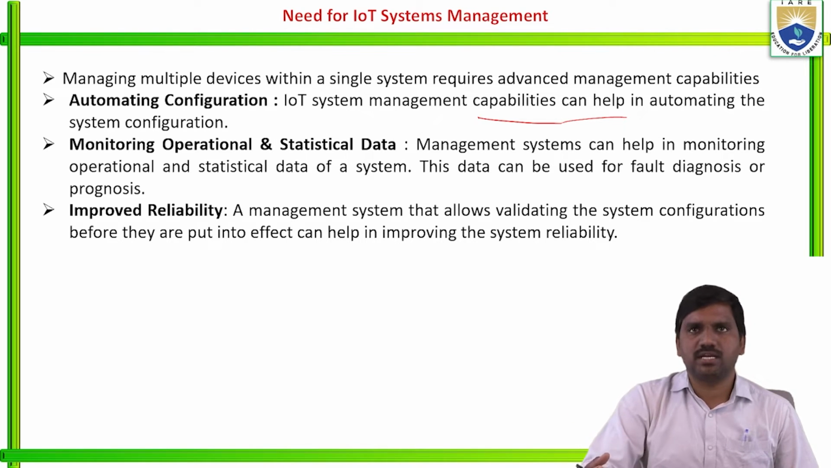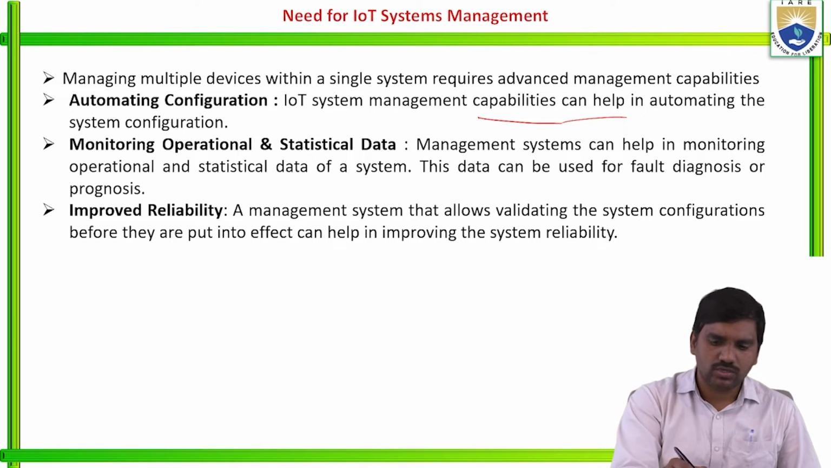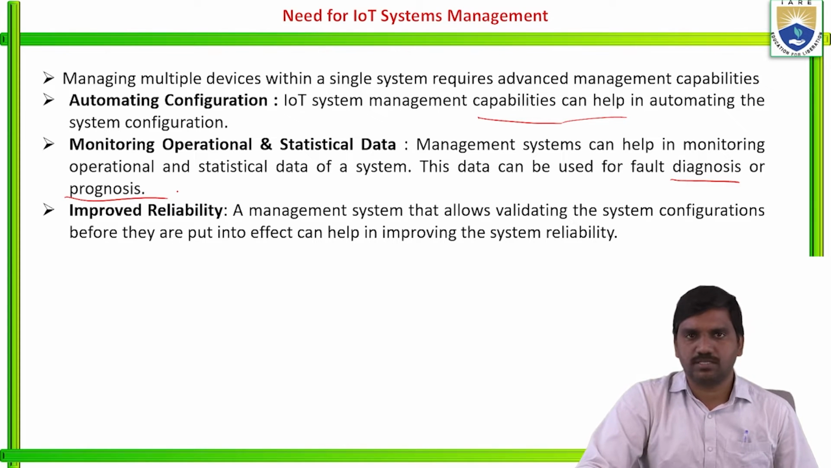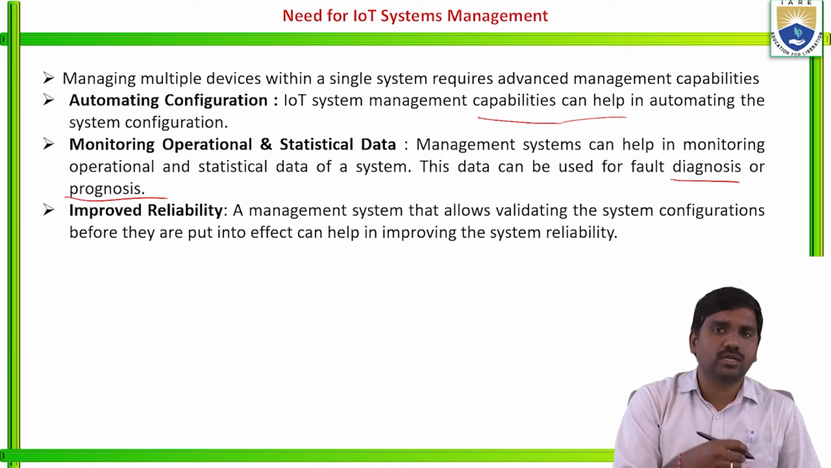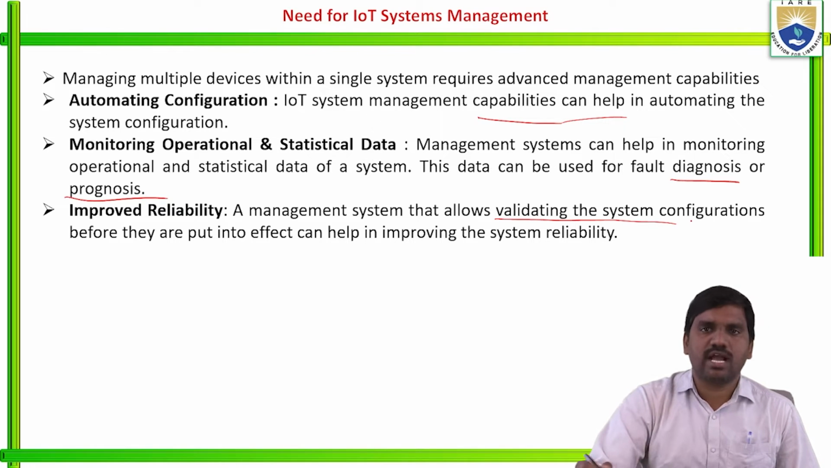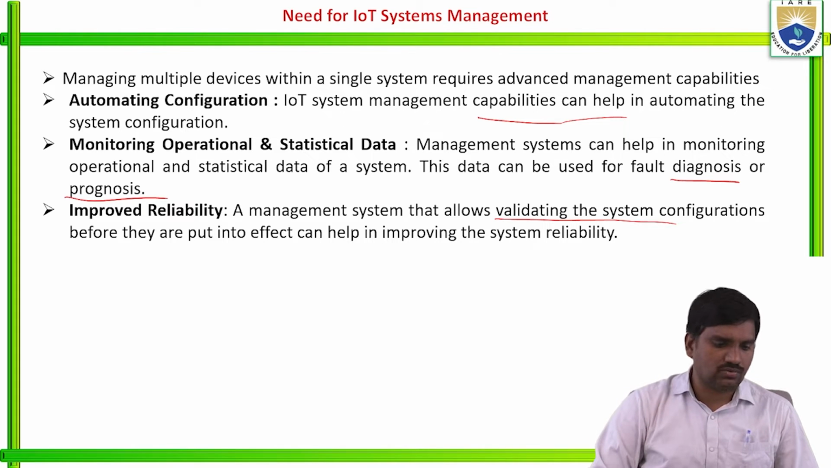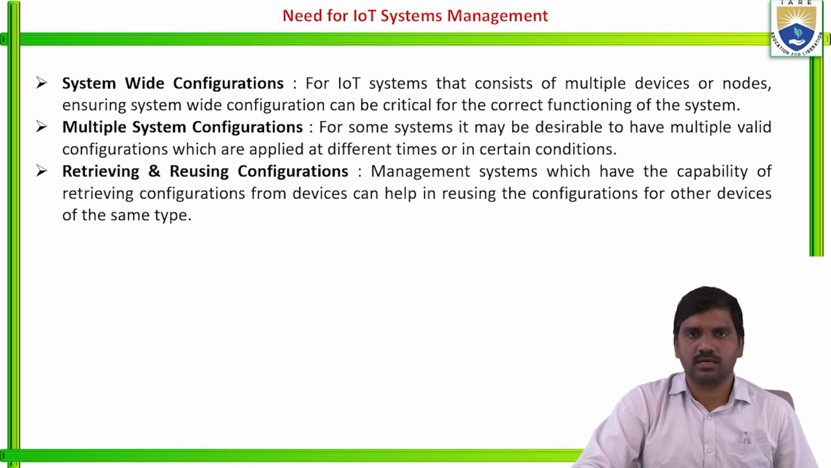Next, monitoring operational and statistical data. We already know it can help monitor the operational and statistical data of the system. This data can be used for diagnosis and prognosis service. So this is the second need for IoT system management. Next, to improve reliability: a management system allows validating the system configurations. Validating the system configurations before they are put into effect can help improve the system reliability. So this is the third one, improved reliability.